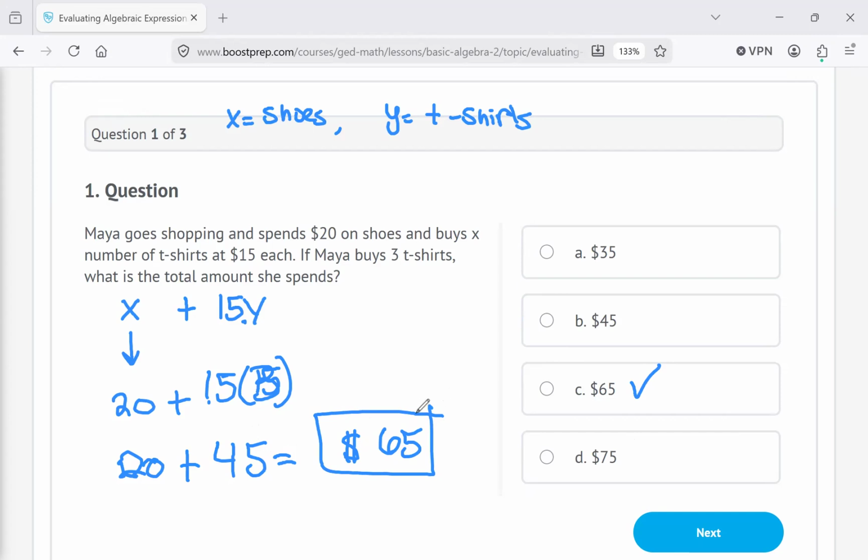So this is kind of like figuring out the output, but you've got to figure out your variables. So we said X is shoes and Y is t-shirts. I mean, you don't have to use Y for t-shirts. You could have also used X for t-shirts and then Y for shoes. It's really up to you. And then just substitute. She spends $20 on shoes, and then she bought a total of 3 t-shirts, so it's 15 times 3. So 20 plus 45 is 65. Okay, so that's letter C.